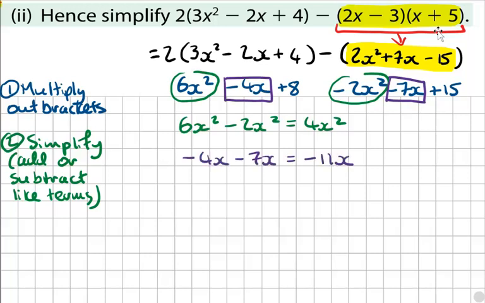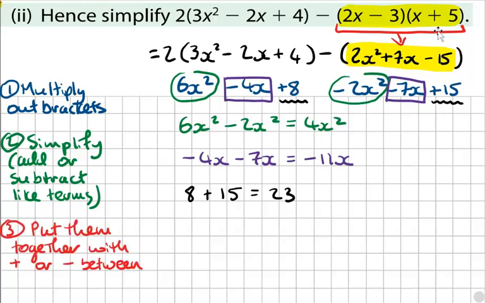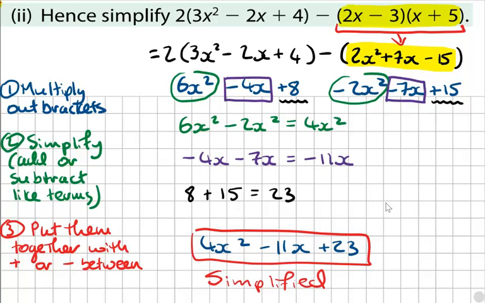And then we're going to add the constants. 8 plus 15 is 23. And then we just put our 3 answers together with pluses or minuses in between them. So we get 4x squared minus 11x plus 23. And this is our simplified answer.